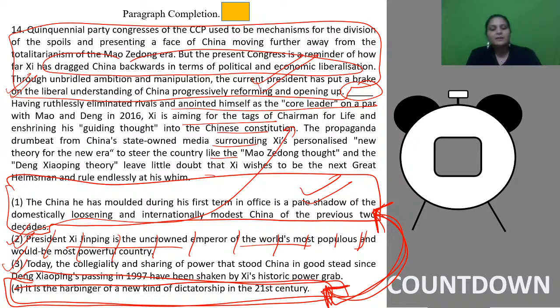You only tell me. Does it not look like a conclusive sentence? Whereas the first one is carrying over the theme of the passage above it. The fourth option looks like, when we have described everything Xi has been doing, we can put it as a fitting conclusion that yes, whatever he has been doing, harbinger means a beginning. So whatever he has done is a beginning of a new kind of dictatorship in the 21st century.